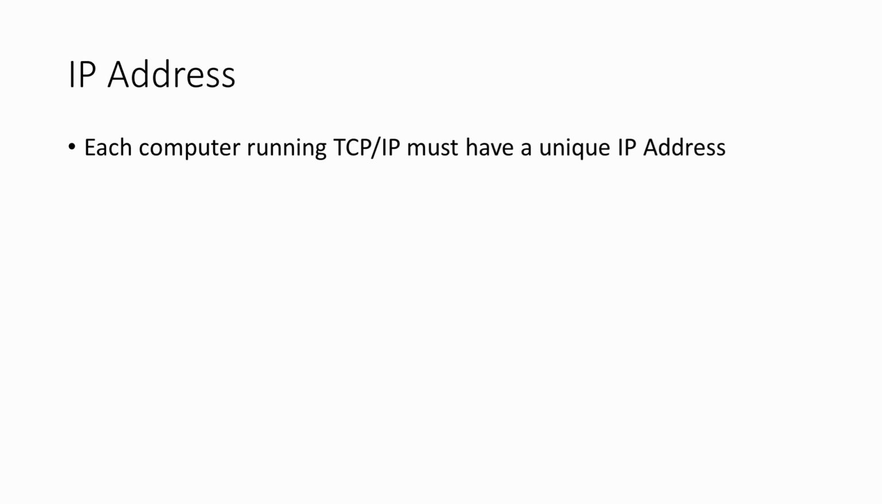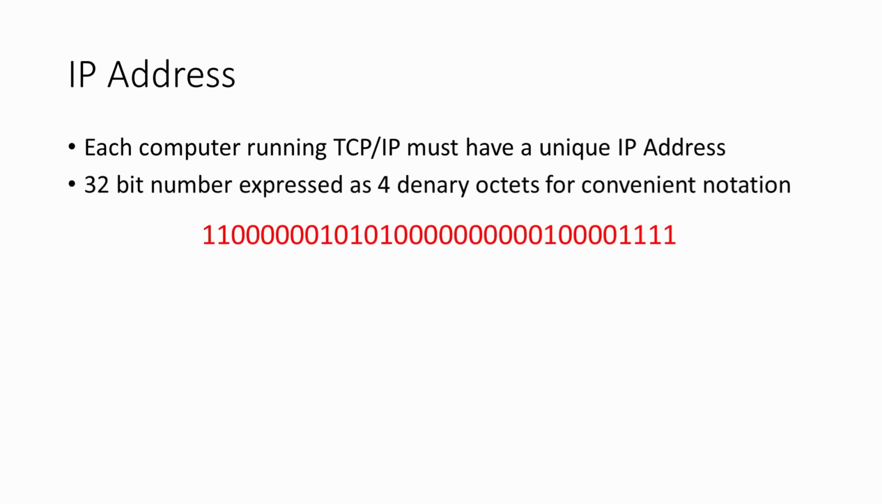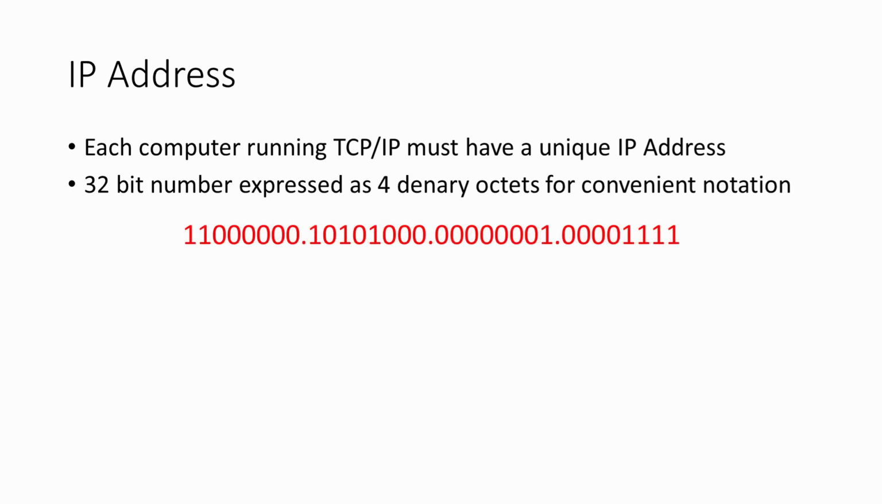So that packets can be routed correctly, each computer using TCP/IP must have an IP address that is unique on the network. This is actually a 32-bit number, but because this isn't easy for people to work with, it's divided up into 4 groups of 8 bits, known as octets. Then, each octet is written in base 10.